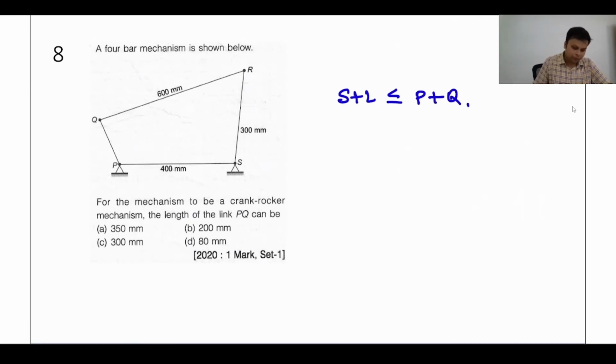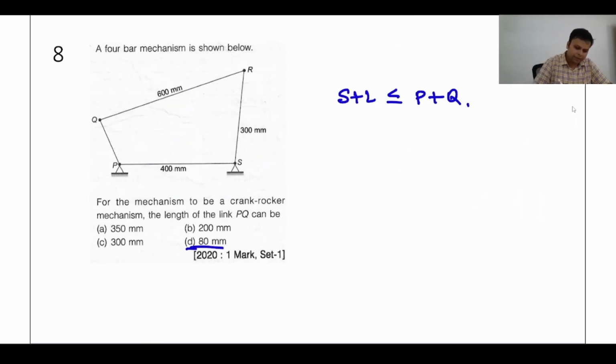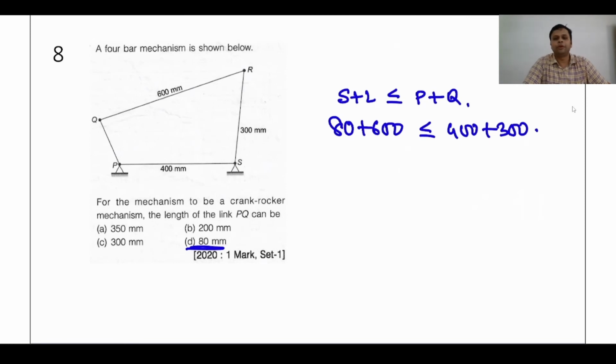Now, if it is 200 mm, largest is 600 plus smallest is 200, 600 plus 200 is 800. 800 is greater than the sum of the other two links, so you will not get a crank rocker. So the only option is 80 mm. Smallest link is 80 mm, largest link is 600 mm, sum is 680. It is smaller than 400 plus 300. So the answer is clear.